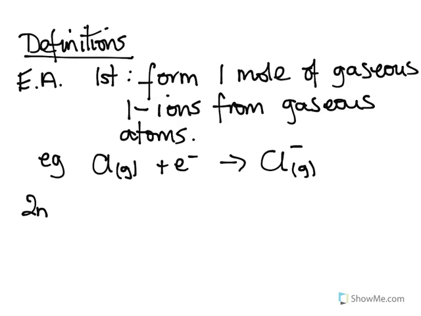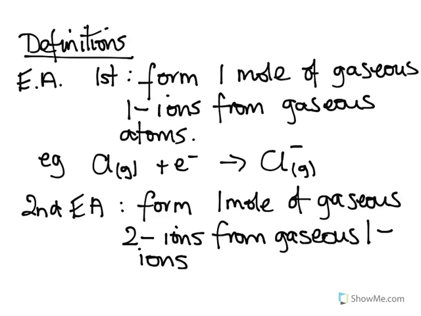We can also have further electron affinity, and similar to the ionization energy, we're forming 1 mole of the next charge up from the previous charge. So 2 minus ions from 1 minus ions. So an example where this might come up would be we'd already formed O minus, and then we want to form O2 minus in our cycle.